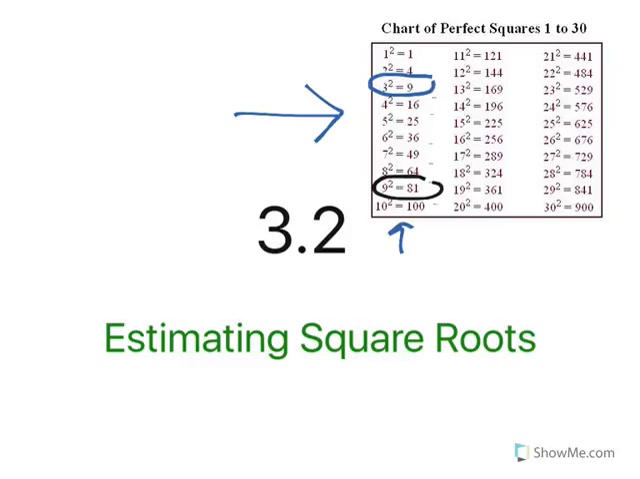So again, whenever you're solving these types of problems, think about that perfect square chart. Hopefully we have at least probably all the way to about here memorized. And then what you're going to do is round any square roots that you're given to one of these perfect squares to be able to find that estimation for your square root.